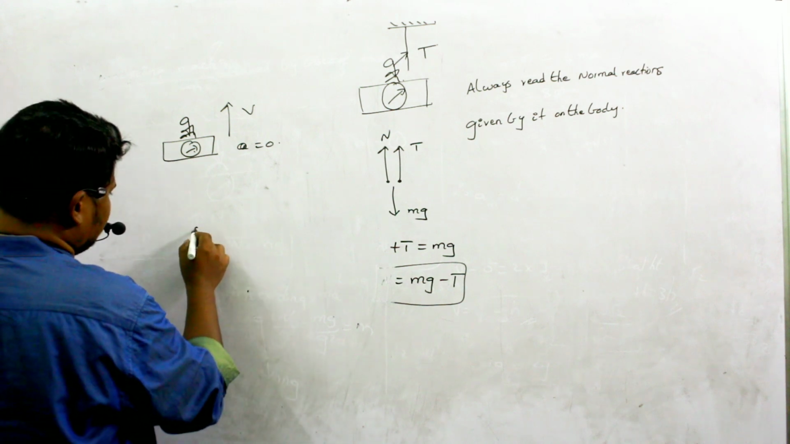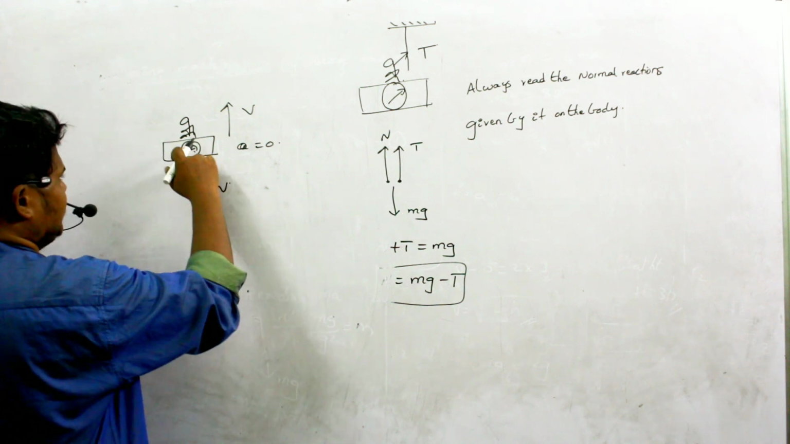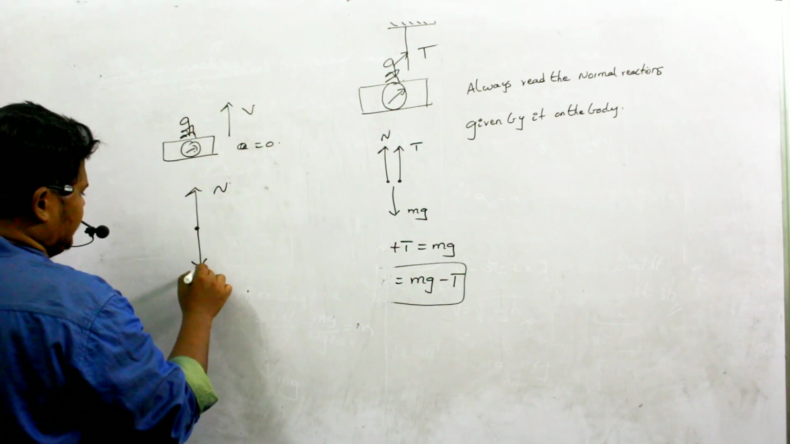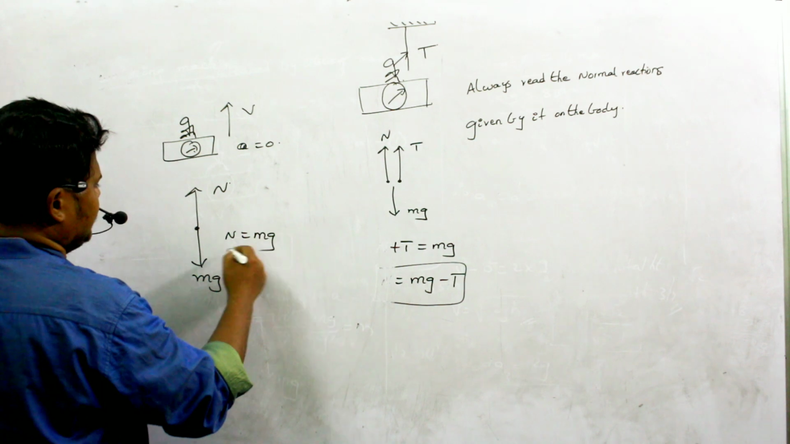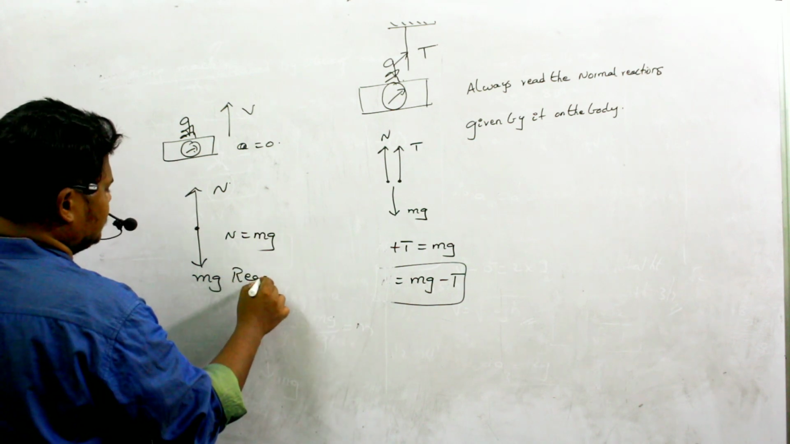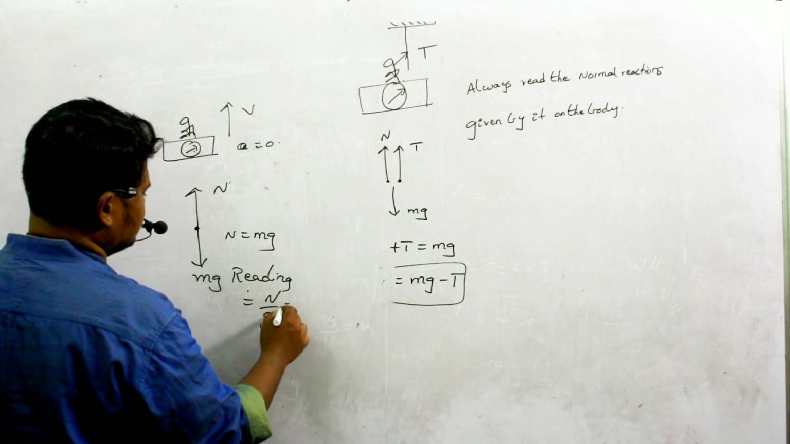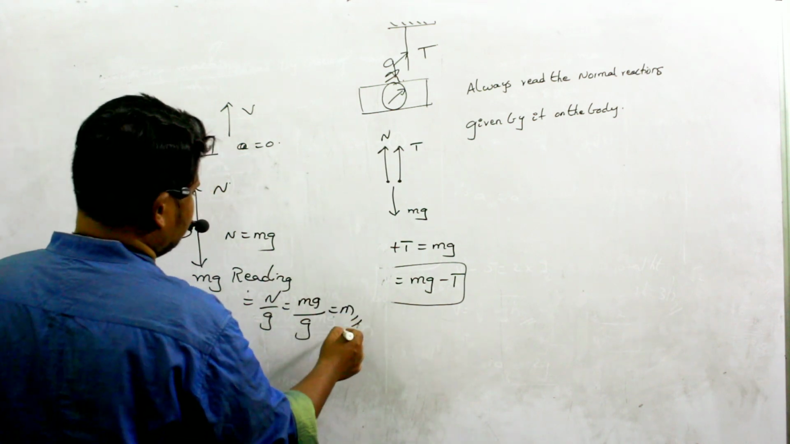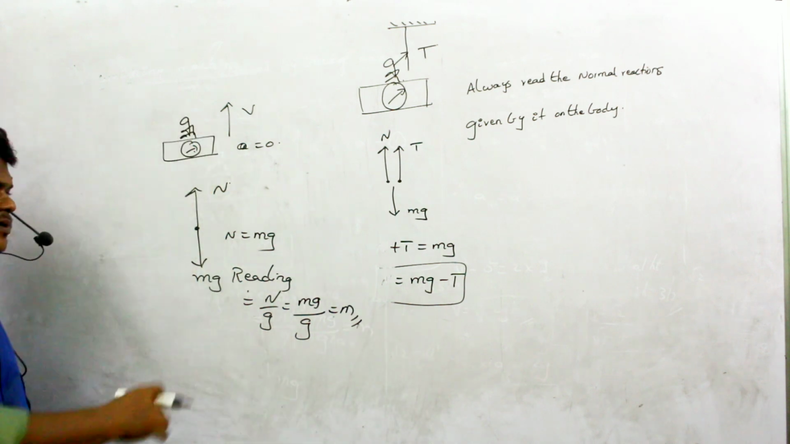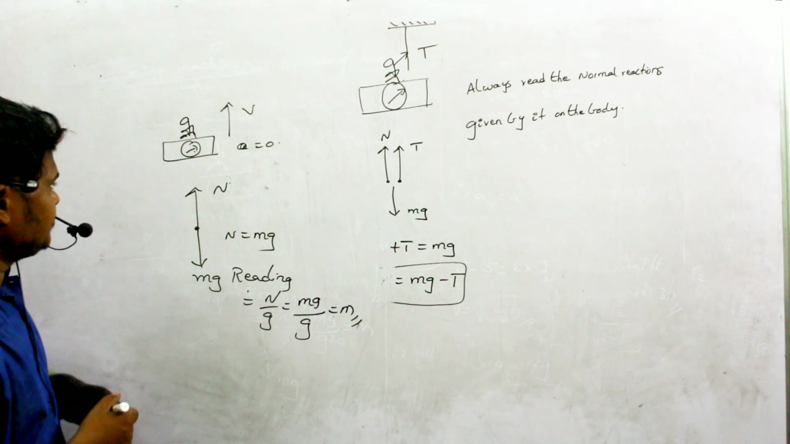So therefore, if I draw the free body diagram, this is the normal reaction given by the weighing machine on the person, and mg is the weight of the person, then I can say N is equal to mg. So therefore, reading of the weighing machine is equal to N by g. So mg by g is equal to m. So that is, weighing machine will read the total mass of the person. In this condition, it is not a problem.